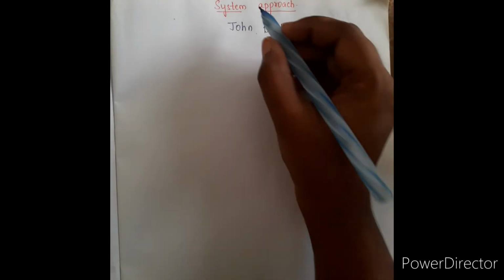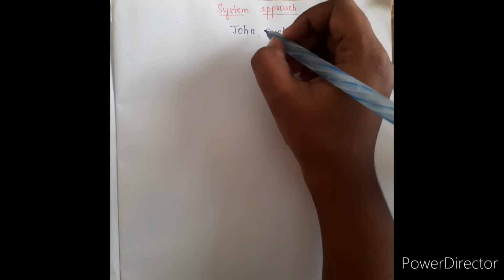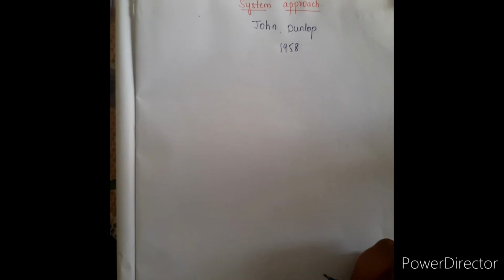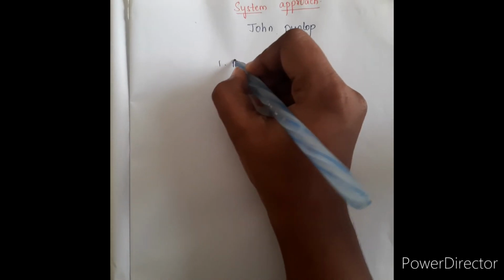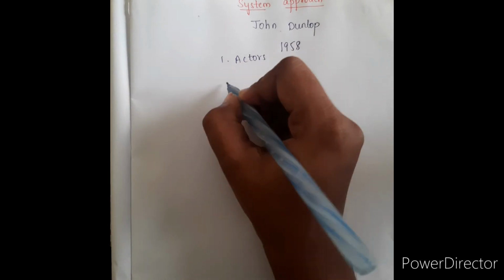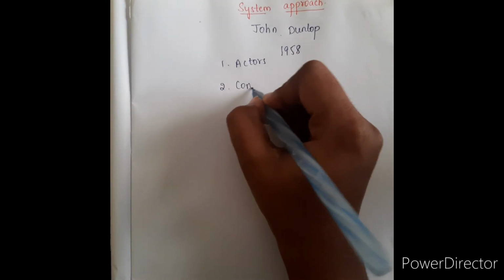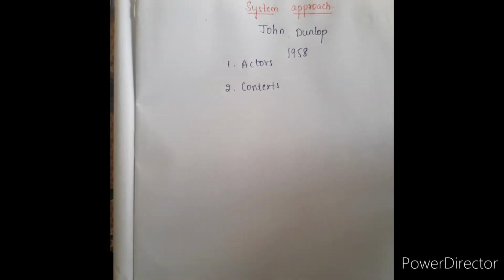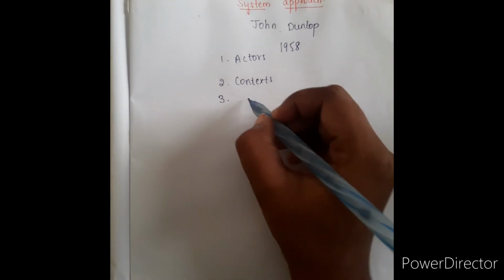The systems approach was given by John Dunlop in 1958. He believed that every human being belongs to a continuous but interdependent social system culture, which is responsible for framing his own action or behavior. He gave three different sets of variables. First one is actors, second one is context, third one is ideology.